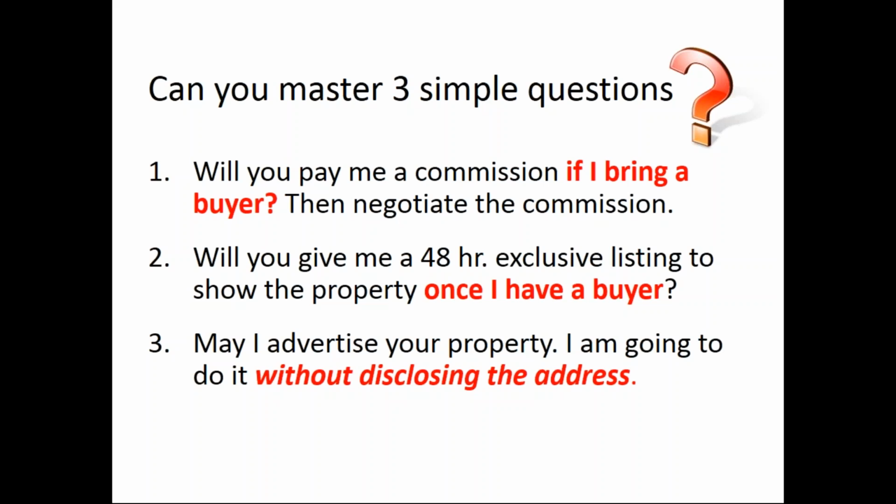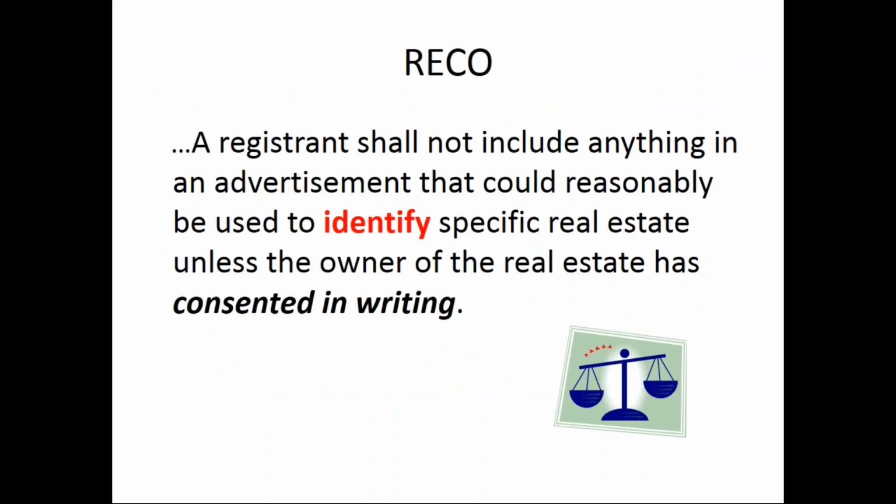But here's the caveat. According to RICO, and this works for all provinces and states in the United States and Canada, somewhere in your guidelines of rules of conduct and codes of ethics, there's going to be something that you must not include anything in an advertisement that could reasonably be used to identify, and that's the key word, identify specific real estate, unless the owner of the real estate has consented in writing.